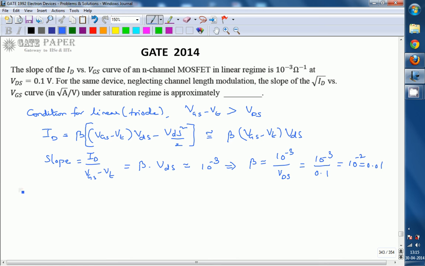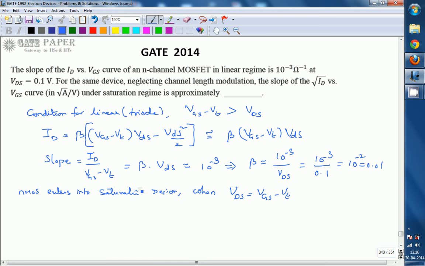And we know that an enhancement mode NMOS transistor enters into saturation region when VDS is equal to VGS minus VT. Whenever VDS is equal to VGS minus VT, the transistor enters into saturation and maintains a constant current from that point onwards, even though VDS increases. So this is the minimum VDS you must apply so that the transistor enters into saturation.